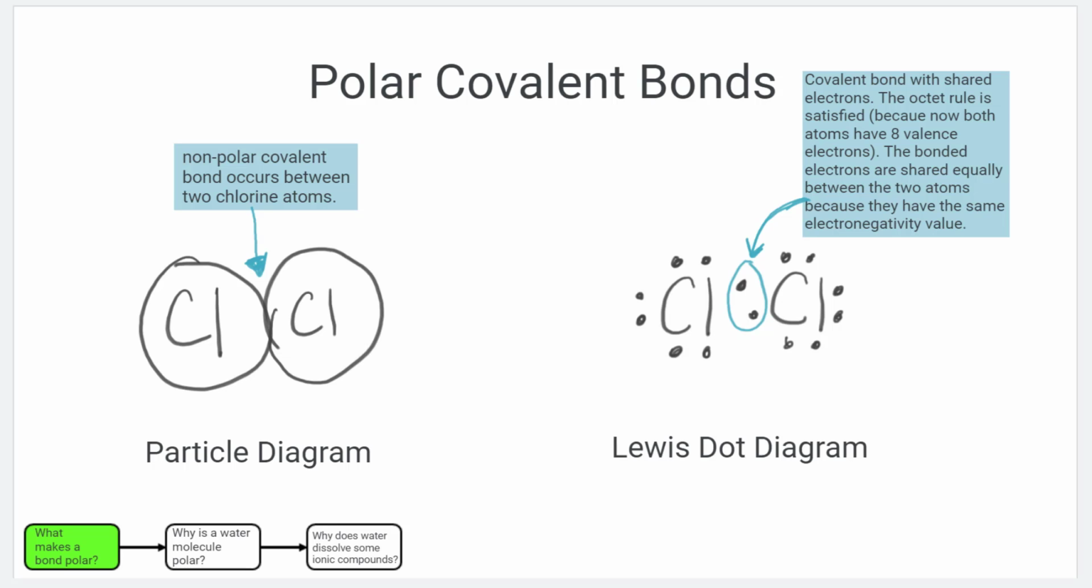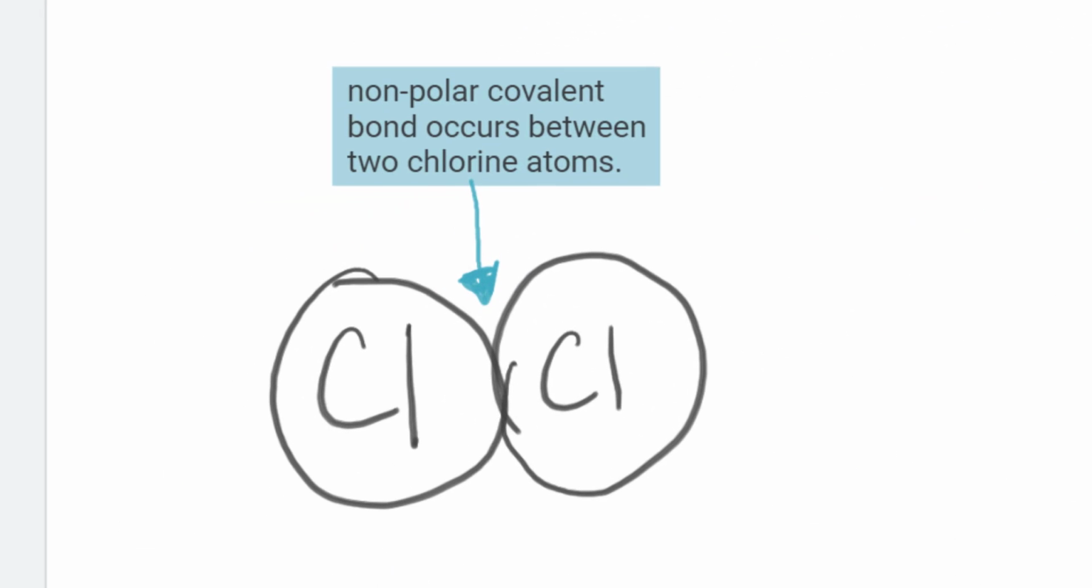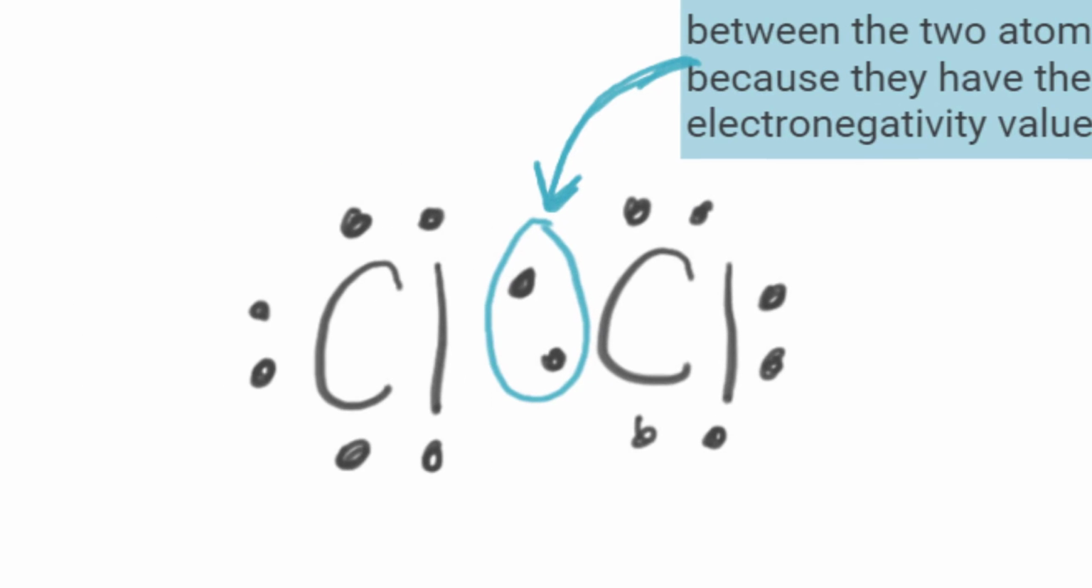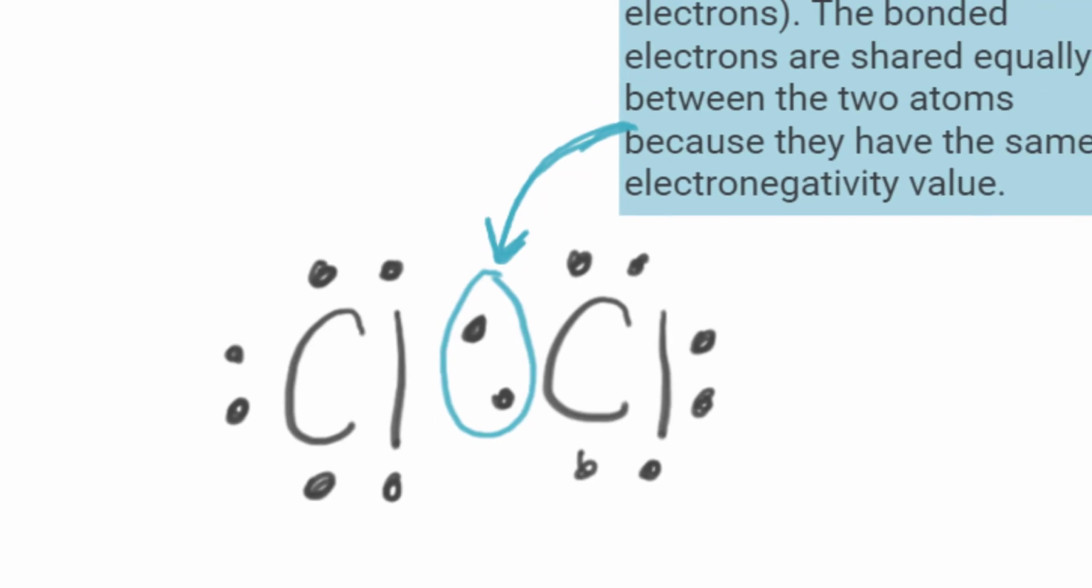What makes a bond polar? This is an example here of a nonpolar covalent bond. A nonpolar covalent bond exists between two atoms that are sharing electrons equally. We know a covalent bond is formed by two atoms sharing their electrons to obtain a stable octet by the Octet Rule.